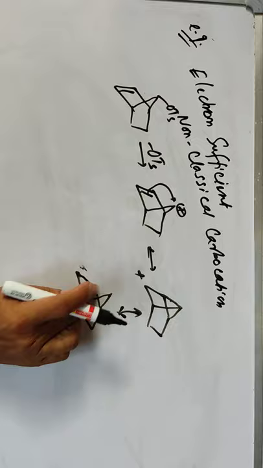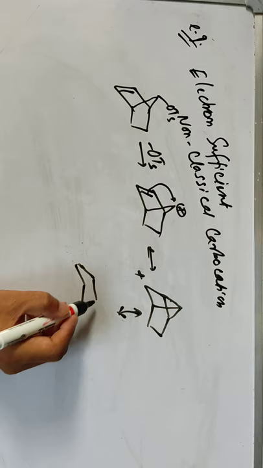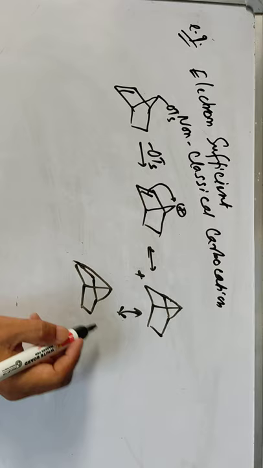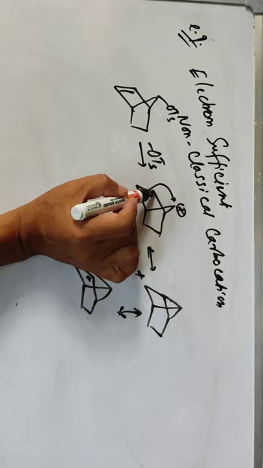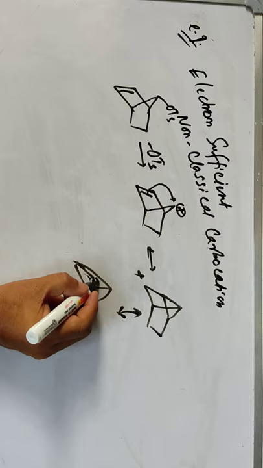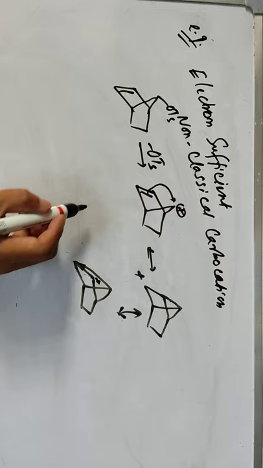I'll draw again. This one will link this one and this. Here link this thing too. These two are linked, so you can have a positive charge come here, in this position. Then here, link this one and this one is linked, and this one linked, so you can have a positive charge here. Here the pi electrons are involved, so generally you can write all these three structures.